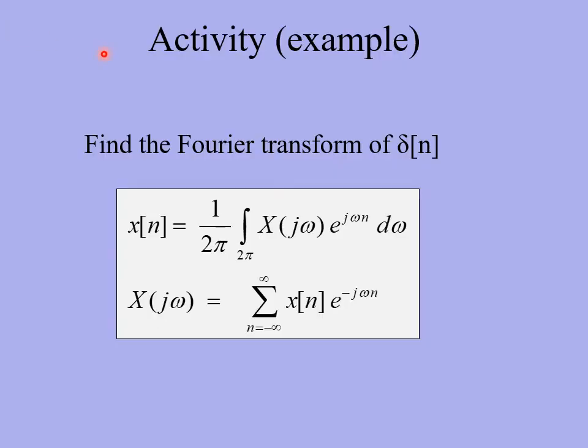So here's an activity for you to try without me. This one is to find the Fourier transform of the delta function, delta of n. Again, here are the Fourier transform pairs. Plug that delta function in where you need to and see if you can come up with the Fourier transform of the delta function. Please go ahead and pause the video and see if you can work this out yourself.